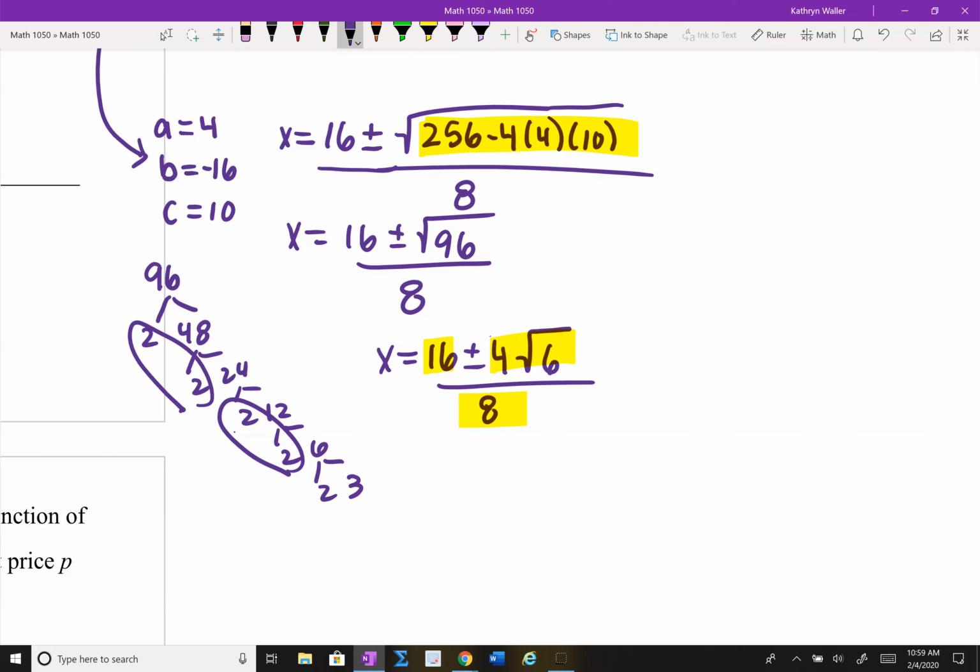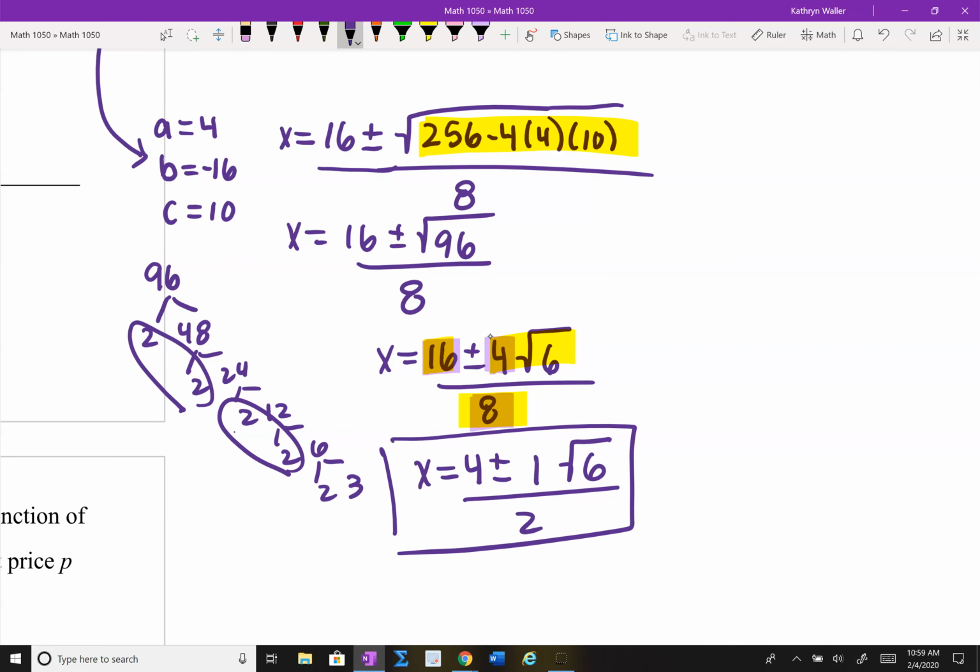Can I reduce? Yes. See the square root? It's never changing. See the plus or minus? It's never changing. The things I'm looking at are this guy, this guy, this guy. Is there something that goes into all of those? 4. So it's going to be 4 plus or minus 1 square root of 6 all over 2. Done. That's awkward. Full credit, but awkward.